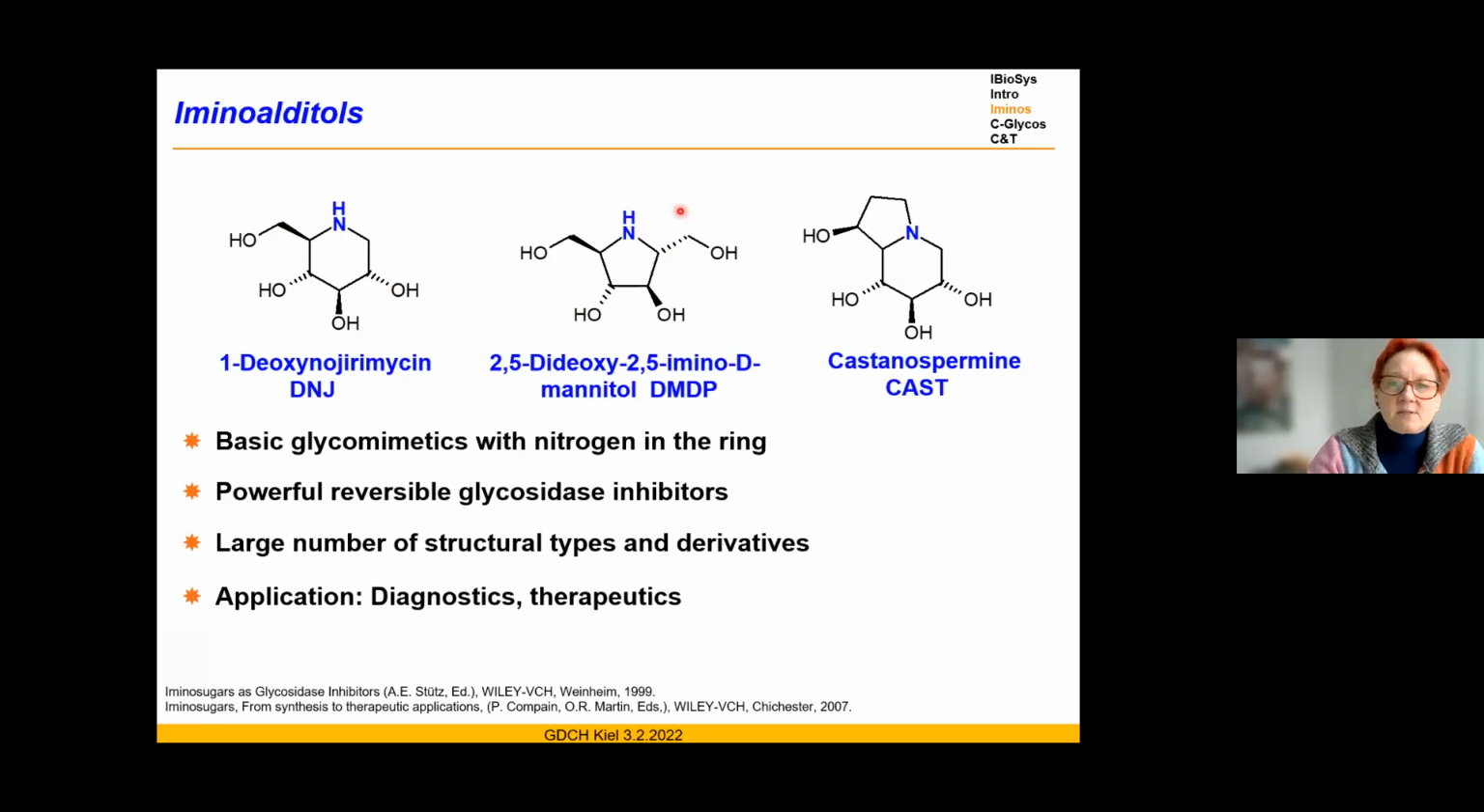a really vast number of chemically modified glycomimetics has been synthesized and is known in literature. So as I mentioned already, they have a basic nitrogen, and what they do, they are very powerful, reversible, in means of competitive glycosidase inhibitors. I will explain that shortly. So they come in a large structural variety, and they are typically used as diagnostics and therapeutics.